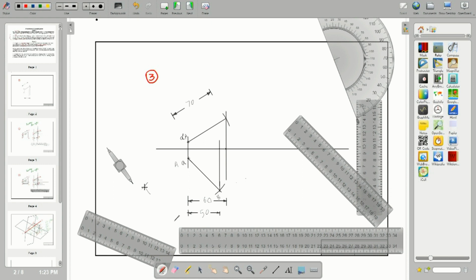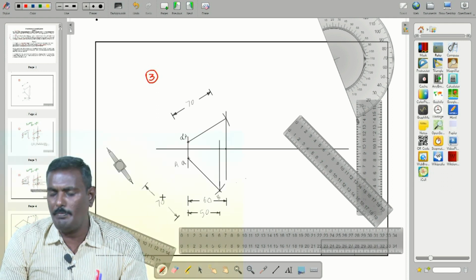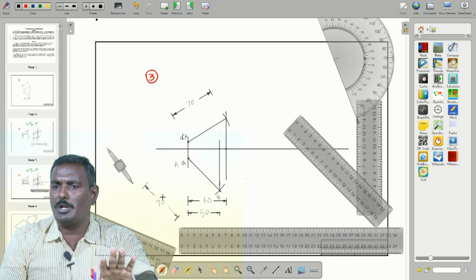I roughly do it by using a scale only. So you have to do this. For time consumption I am doing this. So 70 mm long, that is capital A, capital B, here 70 mm. This is actually given in this problem.